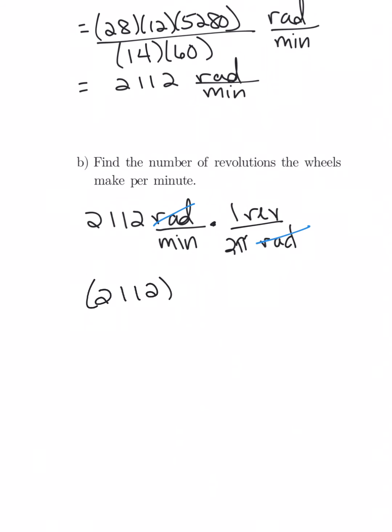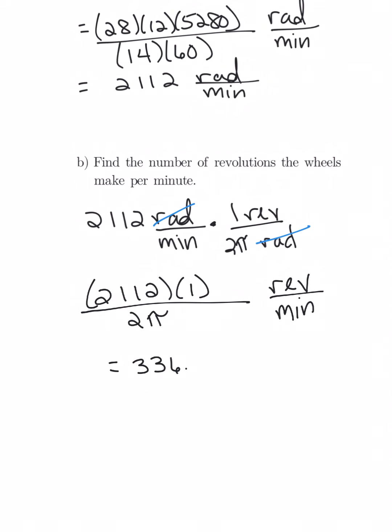Well, now the radians cancel, and you have 2,112 times 1, 4 numbers in the numerator. You have 2 pi, 4 numbers in the denominator. Your labels are revolution per minute. Do these calculations and you wind up with 336.14. But remember, we are supposed to round our answers to the whole number. So we're going to say this is about 336 revolutions per minute.